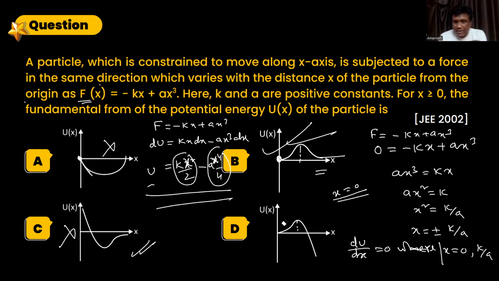But that D option is saying that at x equal to infinity, the potential energy will be negative. But from this graph, I am not getting this. So finally, that option will be correct. At x equal to 0, slope is 0. At x equal to some positive value, which is k by a, slope is 0. And at infinity, potential energy is 0. This is the final answer.